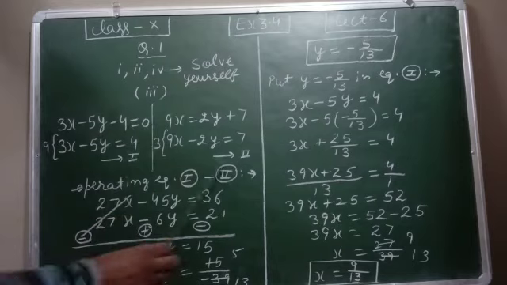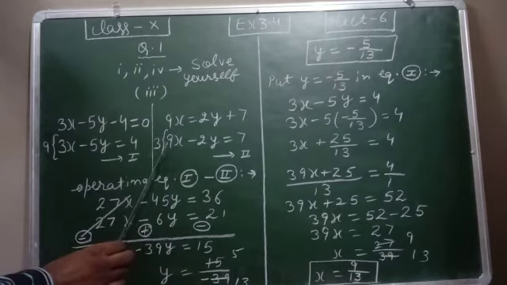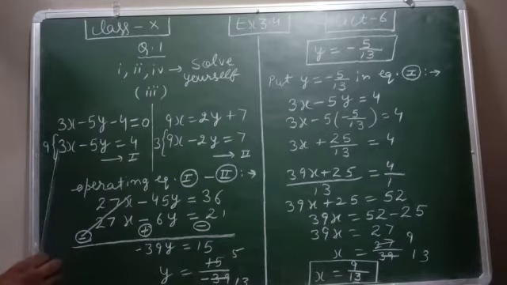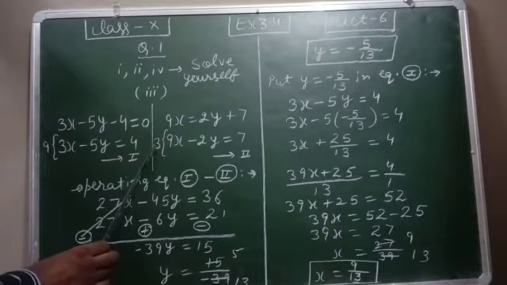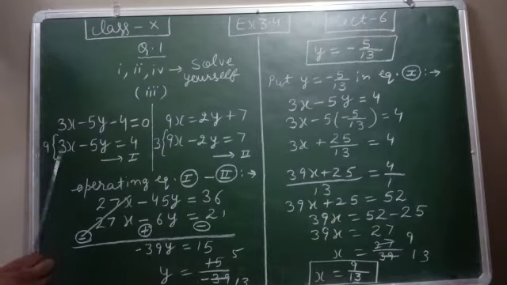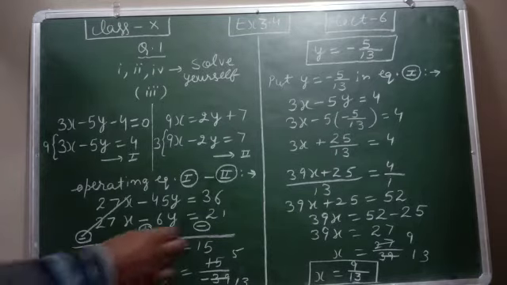Now this is first, this is second. Here the coefficient of x is 9, so here we will multiply by 9. Here the coefficient of x is 3, so here we will multiply by 3. So operating first minus second: 9 by 3, 27x; 9 by minus 5, minus 45y; 9 by 4, 36. Here, 27x minus 6y, 21.